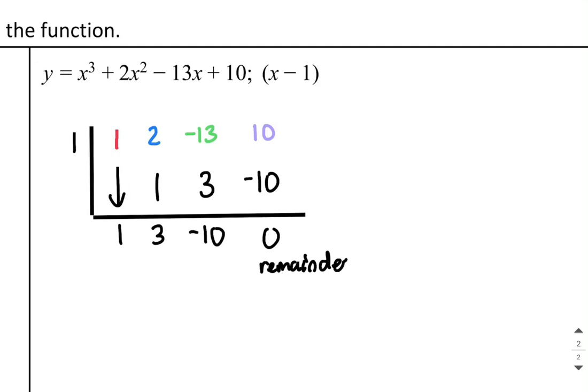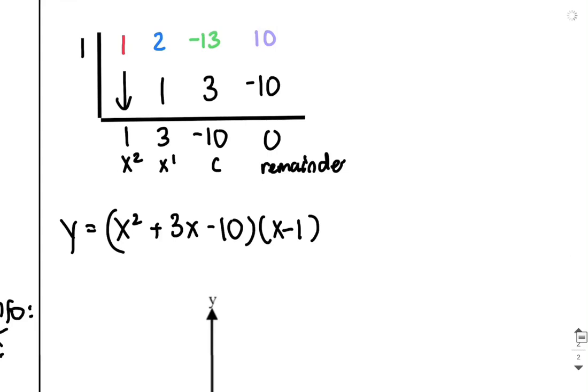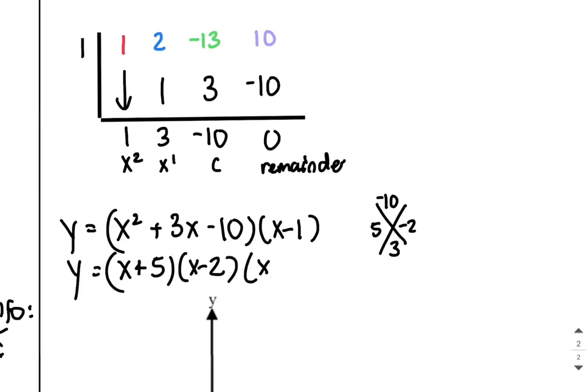Going to the left, this is my constant, this is my x to the first power coefficient, and this is my x squared coefficient. So I am going to have x squared plus 3x minus 10 times x minus 1. And that's me factoring this thing. I want to factor it further. This breaks down if I use the diamond. I can find two numbers that multiply to -10 and add up to 3. And those two numbers are 5 and -2. And then I can break this down into x plus 5 times x minus 2 times x minus 1.